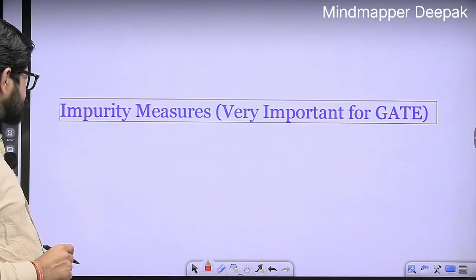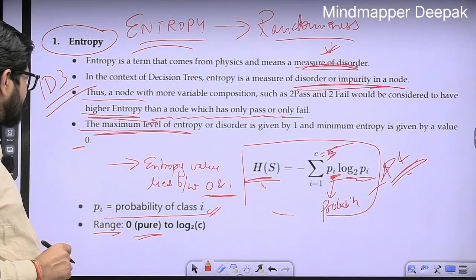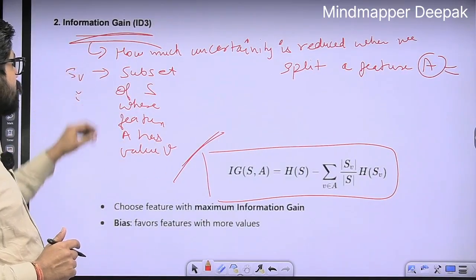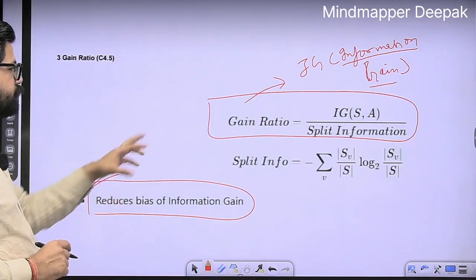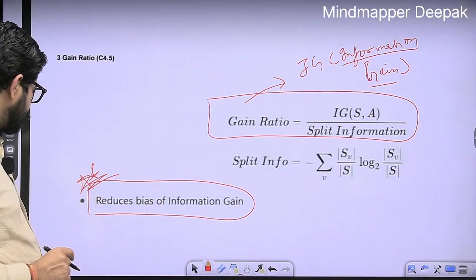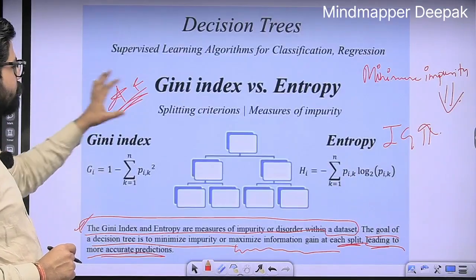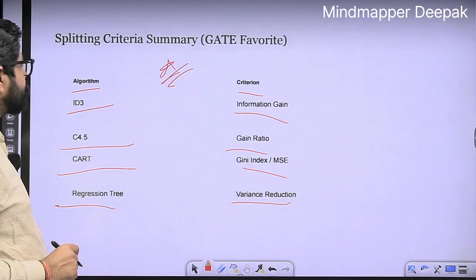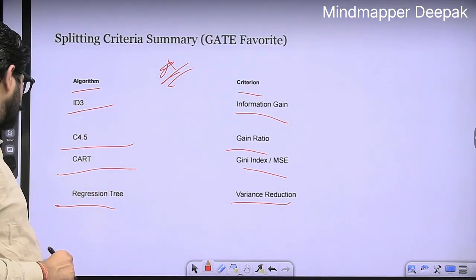Then impurity measures, the most important part: entropy. You need to understand this particular formula. After that, you need to learn the ID3 formula, that is information gain, which is commonly used in ID3. Then gain ratio, this formula is again an important part. Then Gini index, you can remember this formula. Then what are the major differences between Gini index and entropy? You can easily find it. Then a simple summary of these with respect to the algorithm and the criteria we have discussed.